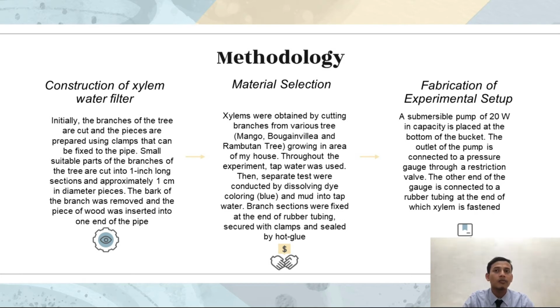Fabrication of an experimental setup. A submersible pump of 20 watts in capacity is placed at the bottom of the bucket. The outlet of the pump is connected to a pressure gauge through a restriction valve. The other end of the gauge is connected to a rubber tubing at the end of which the xylem is fastened.